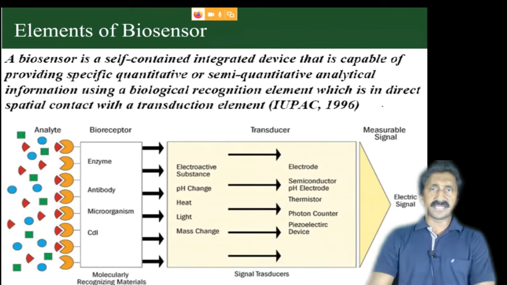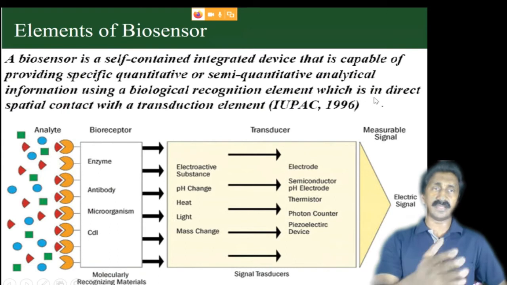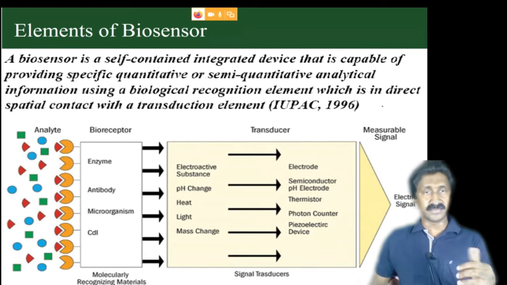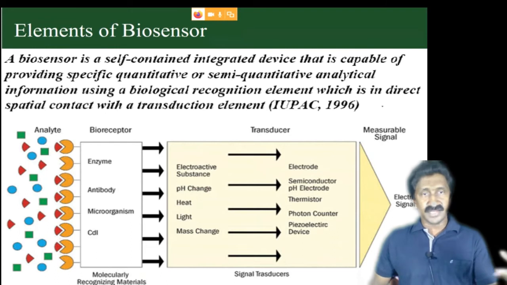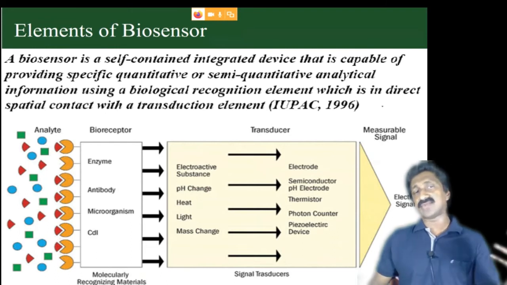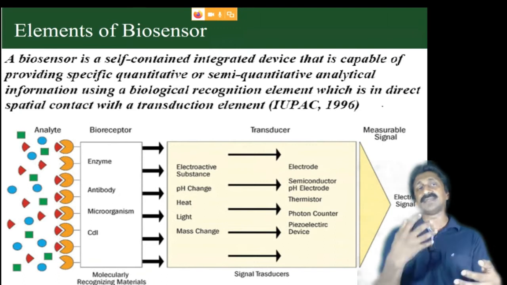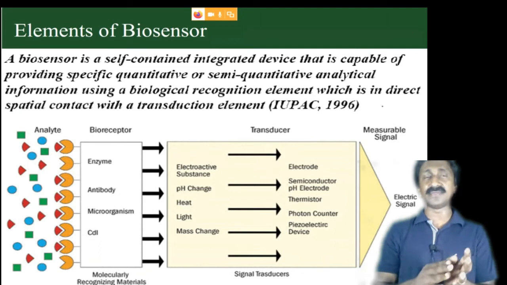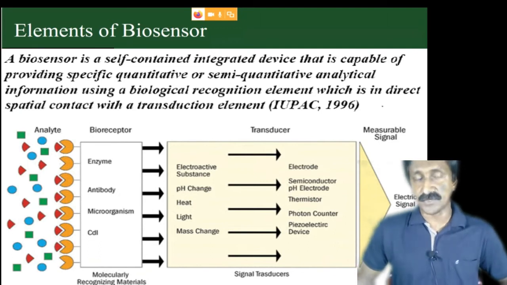So here we have an example in which the analyte is shown at the left side, and there is a bioreceptor or biological element that may be an enzyme or antibody or organism or some other receptor, which will recognize the analyte and interact with it. Then, if there is an interaction between the receptor and the analyte, it will give a biological, biochemical signal out of that bioreceptor.